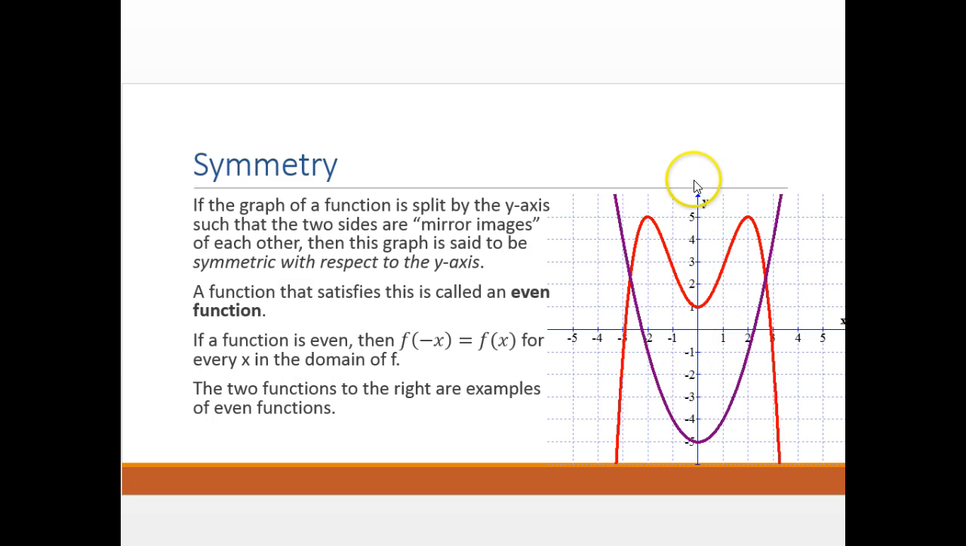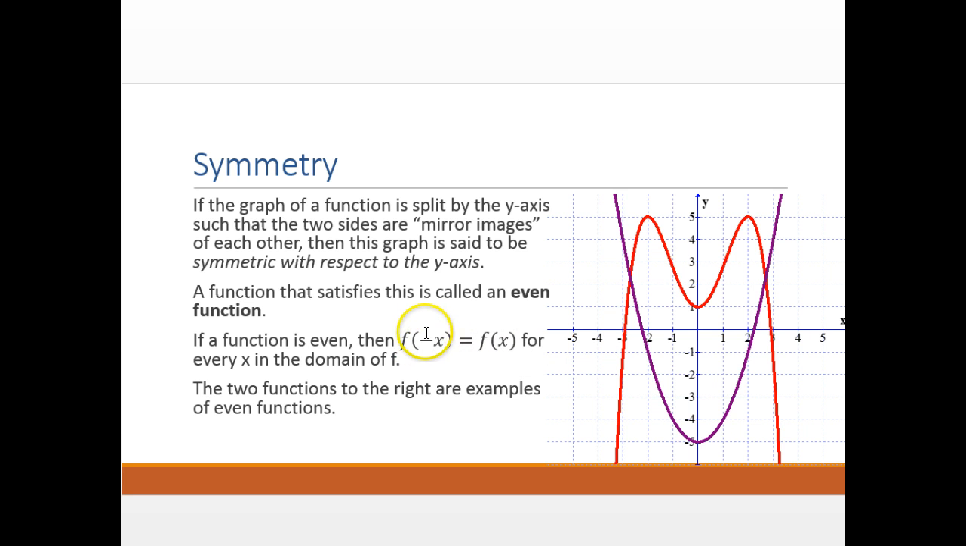This is an example of symmetry around the y-axis. Notice that if I take the y-axis and cut these graphs in half, the left half is a mirror image of the right half. And this is a property of what's called an even function. For an even function, f of negative x equals f of x for every x in the domain of f.